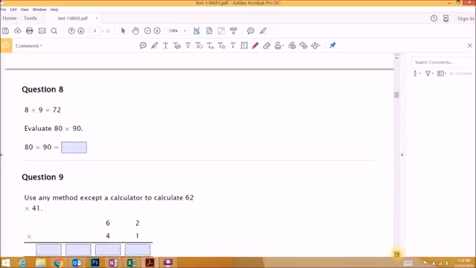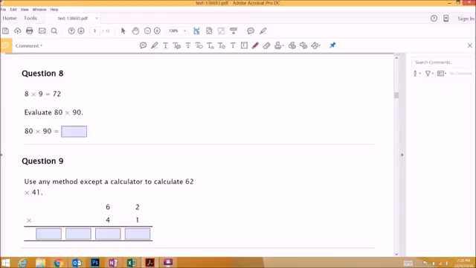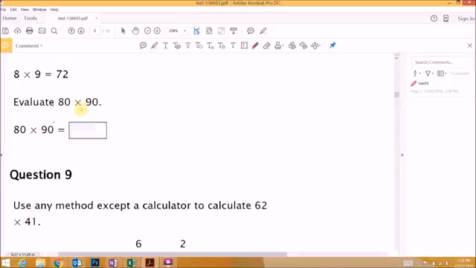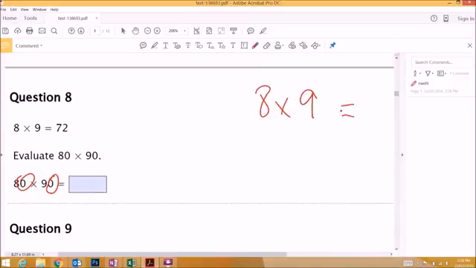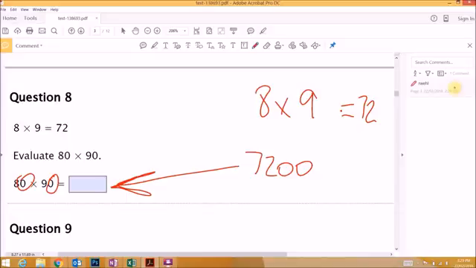Question 8. 8 times 9 equals 72. Evaluate 80 times 90. So once again, we can use the strategy that we used in question 6. We can go 8 times 9, and then we can add on those 2 zeros. Okay, so 8 times 9, 9 times 8, 72. Okay, and then we add on our 2 zeros. So our answer for this is going to be 7,200.